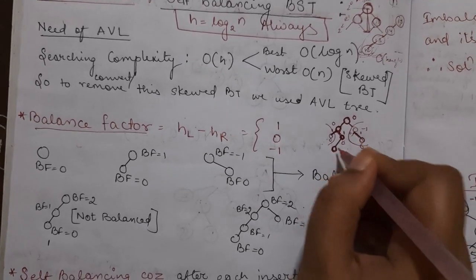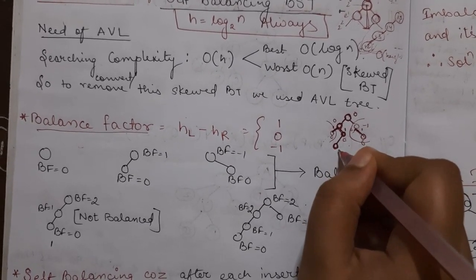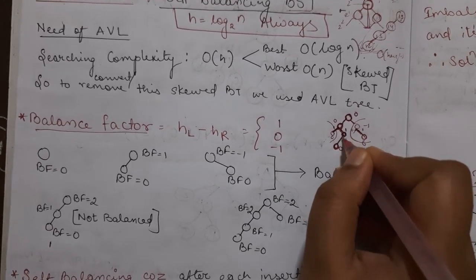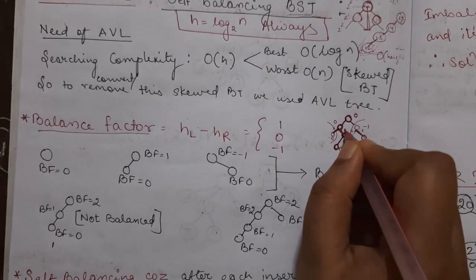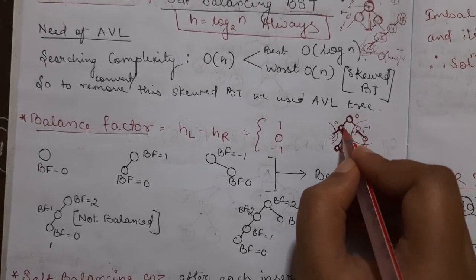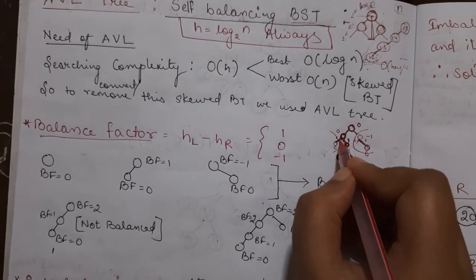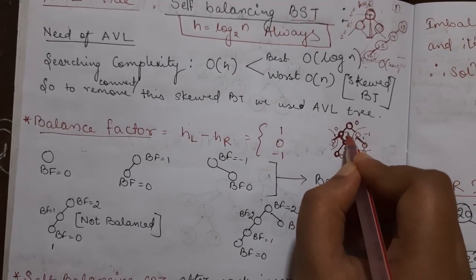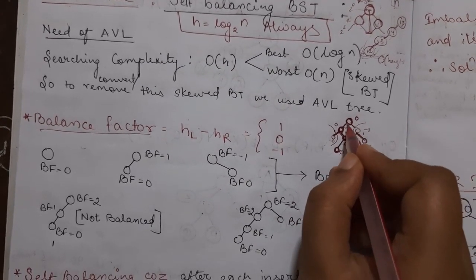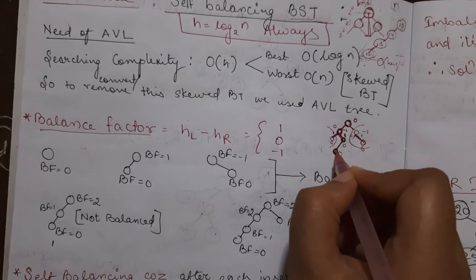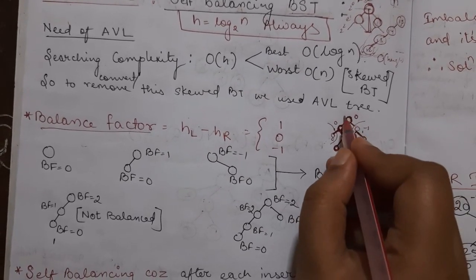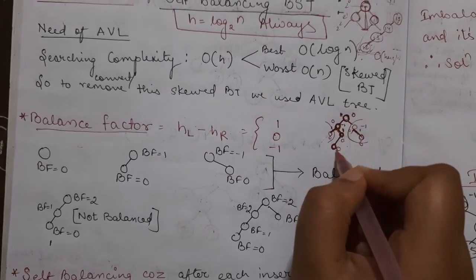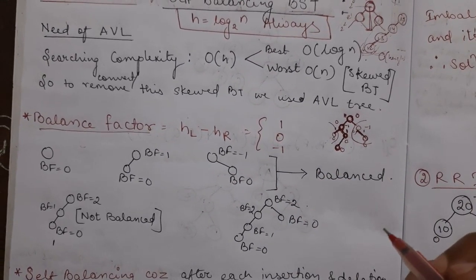So here, since it is a leaf node, it is 0 minus 0, balance factor is 0. For this, it is 1 minus 0, therefore it is 1. Then for this node, it is 1 minus 2, or it is minus 1. For this node, it is 1, 2, 3 minus 2, which is 1. So here also it is balanced.